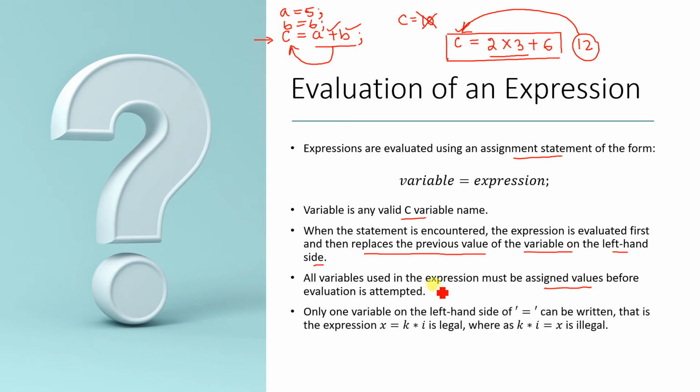Right. So the final statement that we are going to consider over here is only one variable on the left hand side of equal to can be written. That is, the expression x is equal to k into I is legal, but k into I is equal to x is illegal. So why? Because we can write something like this. We can write x is equal to a plus b. That means the expression will be evaluated and the result will be stored over here. But if you write something like this, a plus b is equal to x, then where will the x value be assigned? So always the right value is assigned to the left value.